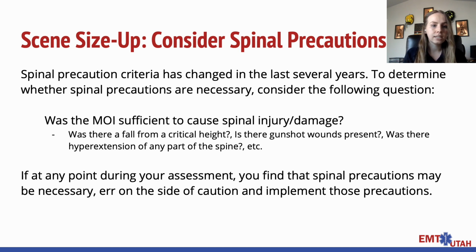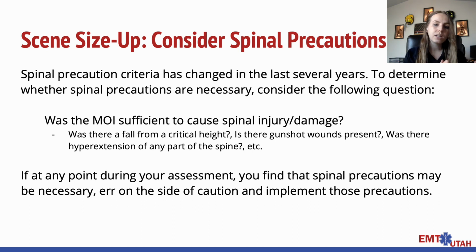So we need to consider whether or not they fell from a really critical height, whether there was some kind of hyperextension of the, especially the neck, but the back too, or if they hit their head really hard, if there was a gunshot wound. All of those types of things may indicate the need for some kind of spinal motion restriction. If at any point during your assessment you find that you might need spinal precautions, then err on the side of caution and do it, even if that was 10 minutes into your assessment that you realized that there may have been a need.